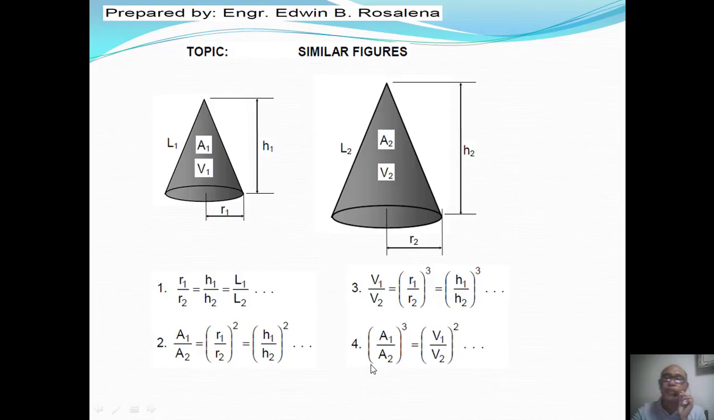And then last, number 4, we have the relation between the ratio of the areas and the ratio of the volumes. We have (A1 over A2) cubed equal to (V1 over V2) squared. So the ratio of the areas cubed is equal to the ratio of the volumes squared. Those are the relationships, or the equations, that we can apply involving similar figures.